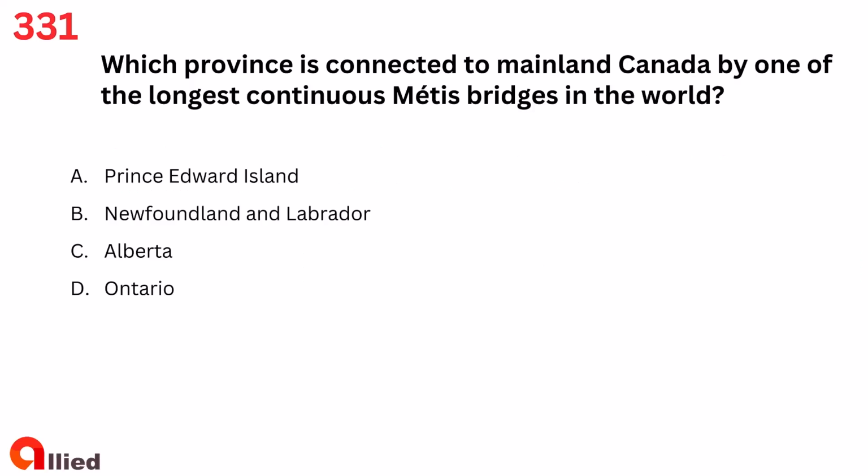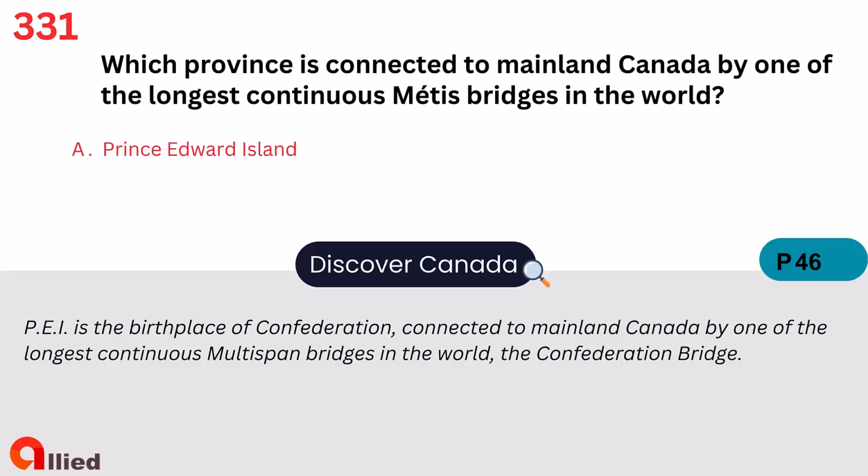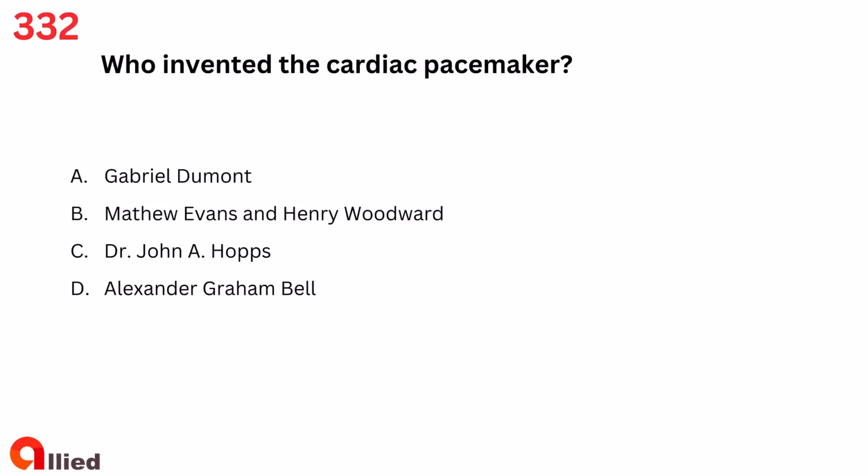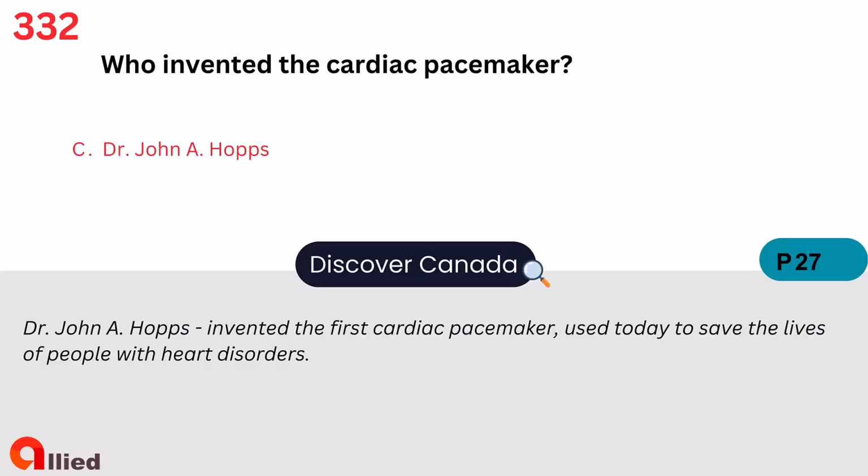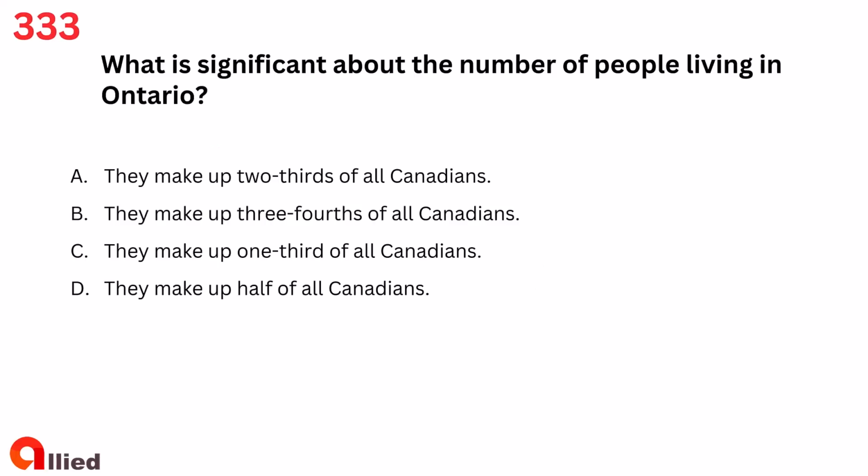Question 331. Which province is connected to mainland Canada by one of the longest continuous bridges in the world? A. Prince Edward Island. B. Newfoundland and Labrador. C. Alberta. D. Ontario. The answer is A. Prince Edward Island. Question 332. Who invented the cardiac pacemaker? A. Gabriel Dumont. B. Matthew Evans and Henry Woodward. C. Dr. John A. Hopps. D. Alexander Graham Bell. The answer is C. Dr. John A. Hopps.